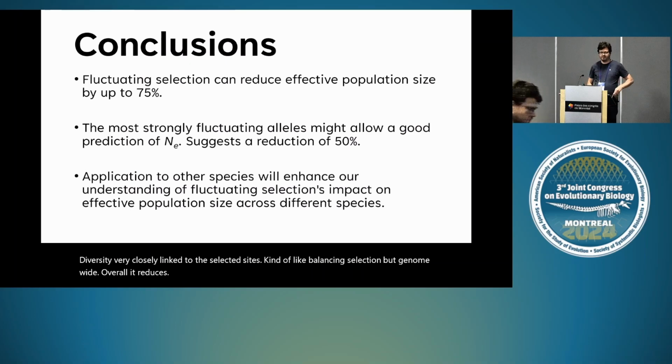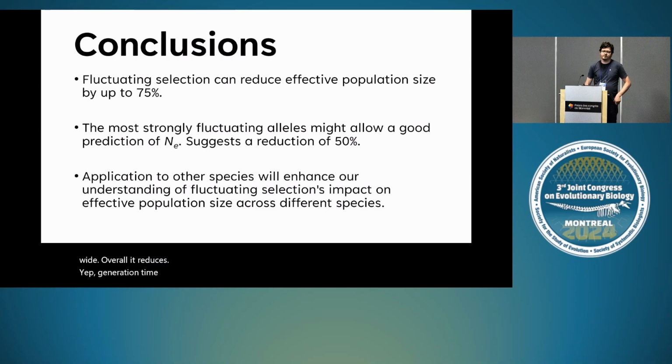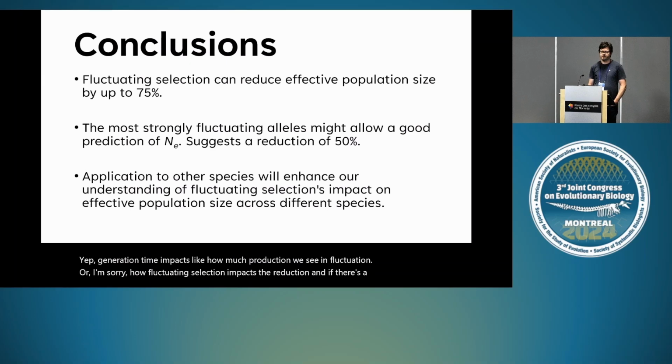Would generation time impact how much reduction we see, like how fluctuating selection impacts the reduction in effective population size? Kind of. We didn't test that, but obviously it depends on the scale of the environmental fluctuations versus generation time. Our simulations right now are very focused on Drosophila because that's where we have most of the evidence.